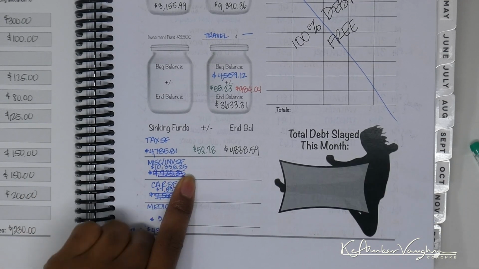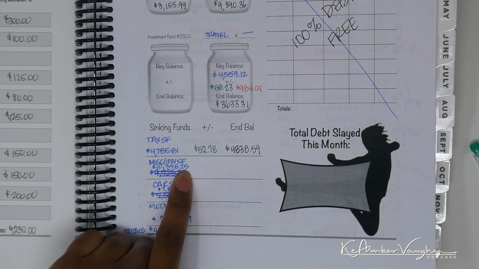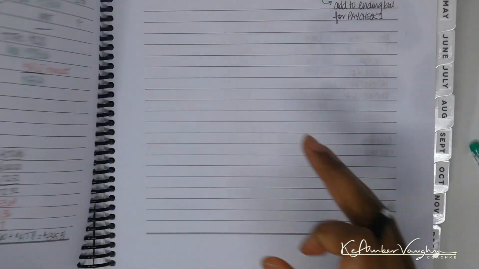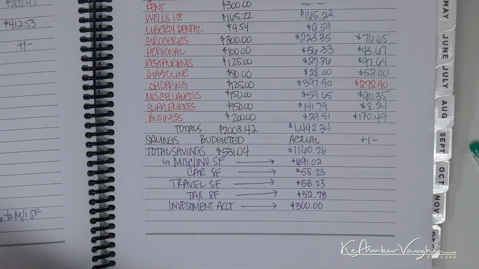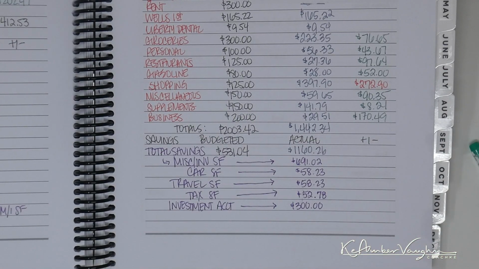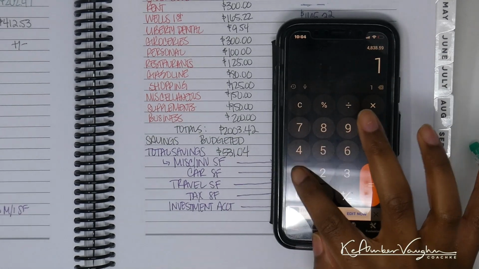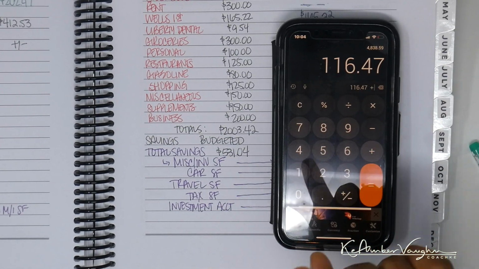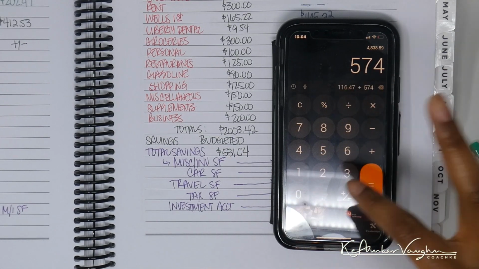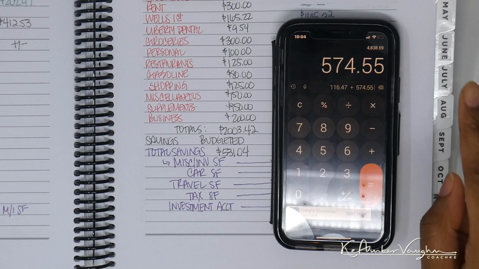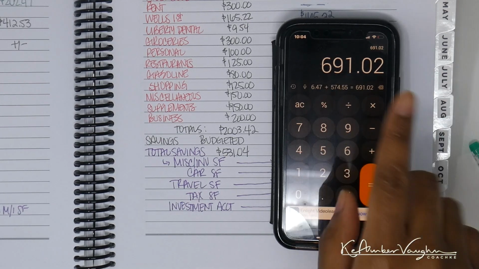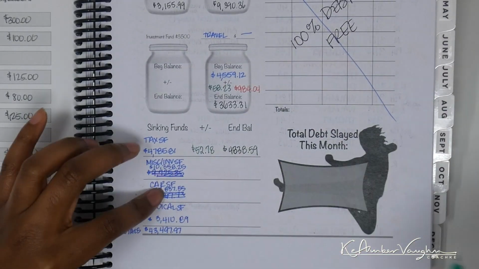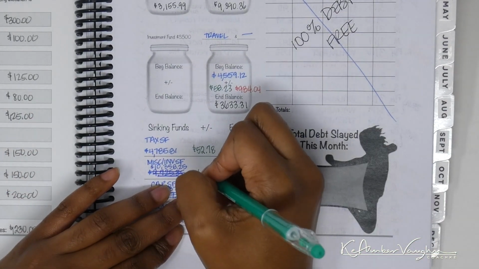Okay, so miscellaneous / investment sinking fund. I added money into this one. So nothing from paycheck 1, nothing from paycheck 2, but I did add $116.47 in paycheck 2, and then when I reconciled my checking account back down to $4,000, what I had left over was $574.55. So $691.02 is what I added to my miscellaneous / investment sinking fund.